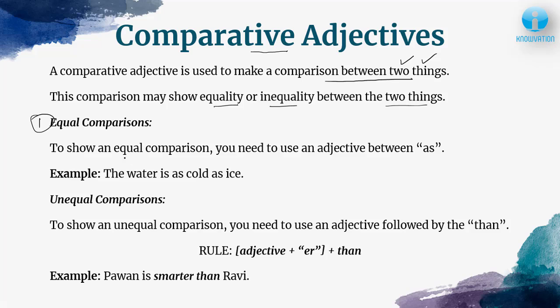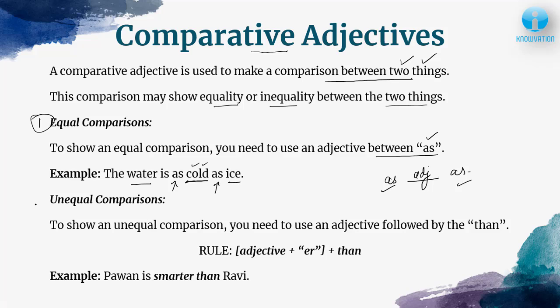To show an equal comparison, you need to use an adjective between as. So you will have this kind of structure that there will be an adjective between two as. Okay, so let's see an example. The water is as cold as ice. So यहाँ पर adjective क्या हुआ दोस्तों? It will be cold. Cold is my adjective because it is between two as, and I'm showing equality that water is almost as cold as ice. So it is equivalent to ice in terms of the coldness. I hope this is clear.